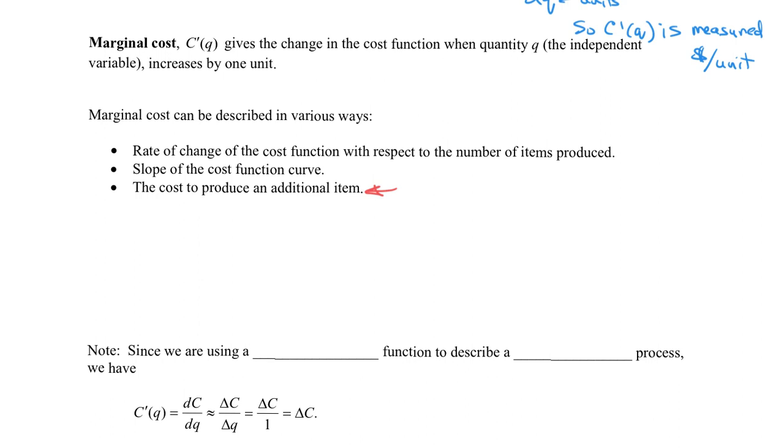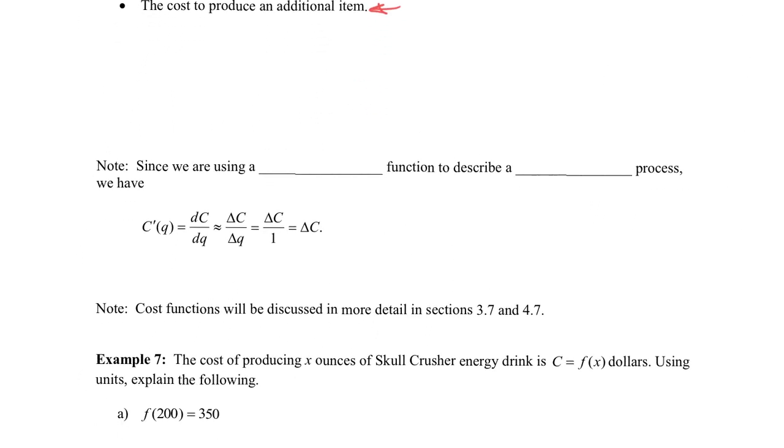It's the cost to produce an additional item. Because it's the rate of change of the cost function at a particular point, and we're talking about increasing by 1 unit, so that would give us the actual cost to produce an additional item. And then here's the note that I had mentioned earlier about a little bit of a problem with what we're doing.